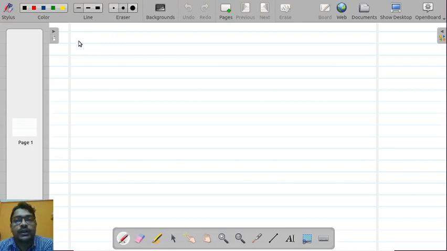In the earlier class we had discussed linear dependence and independence of vectors in Euclidean space. In today's class I will also cover a few more concepts about linear dependence and independence, and I'll try to discuss the spanning set and basis of the Euclidean space.